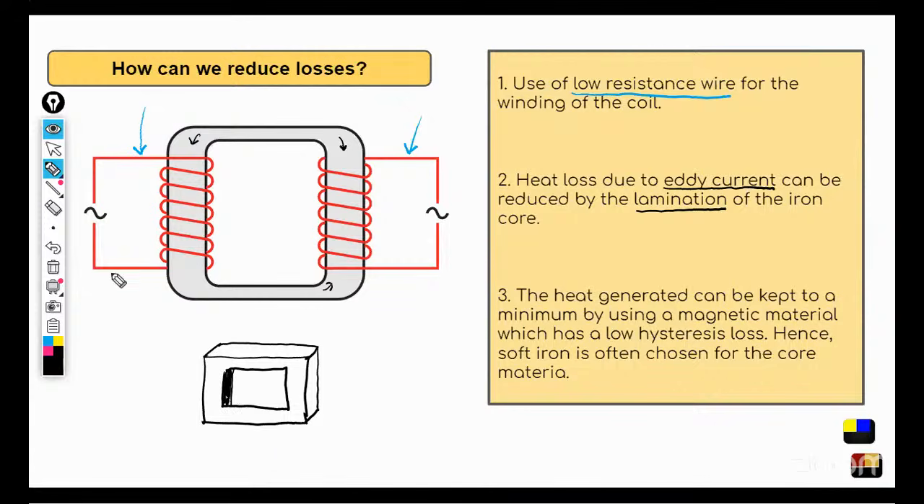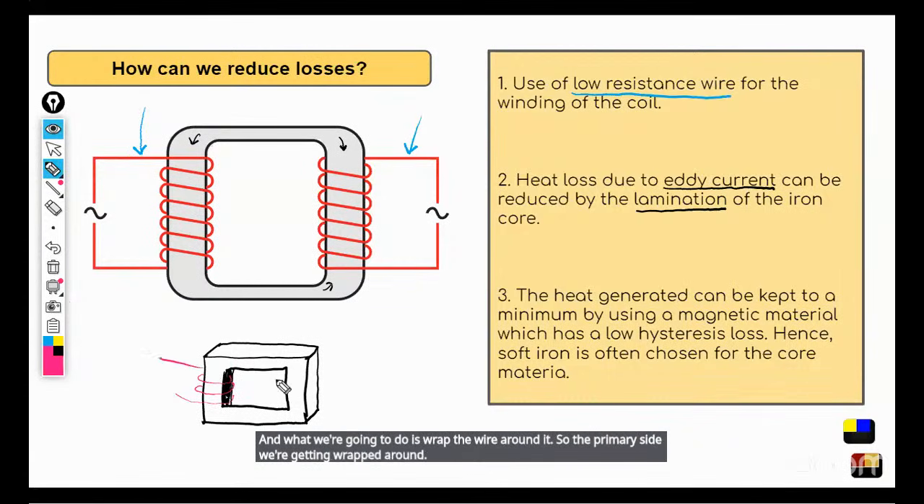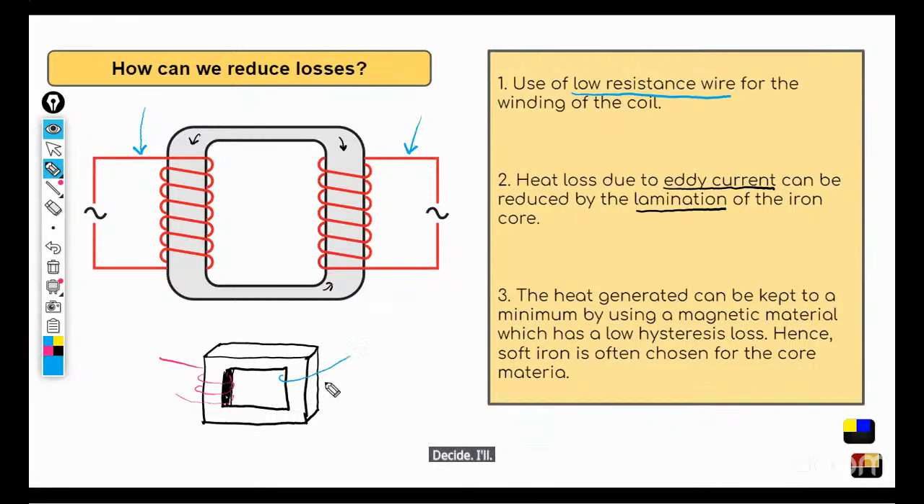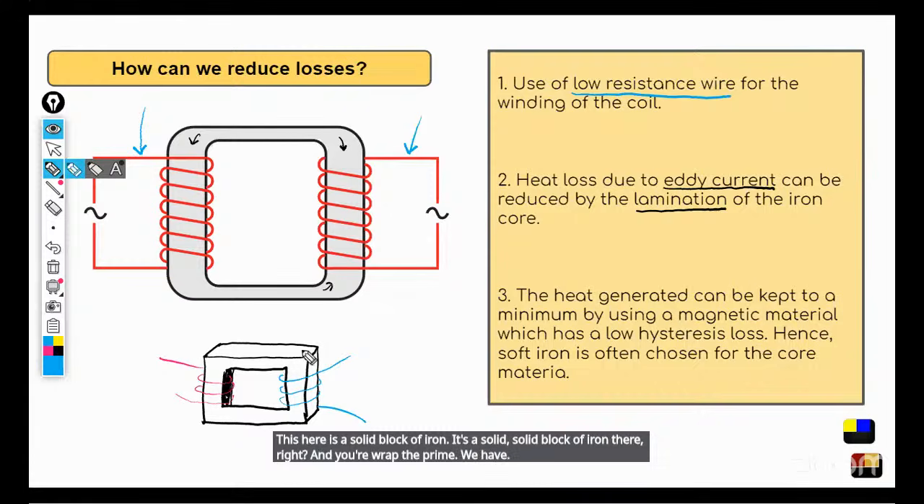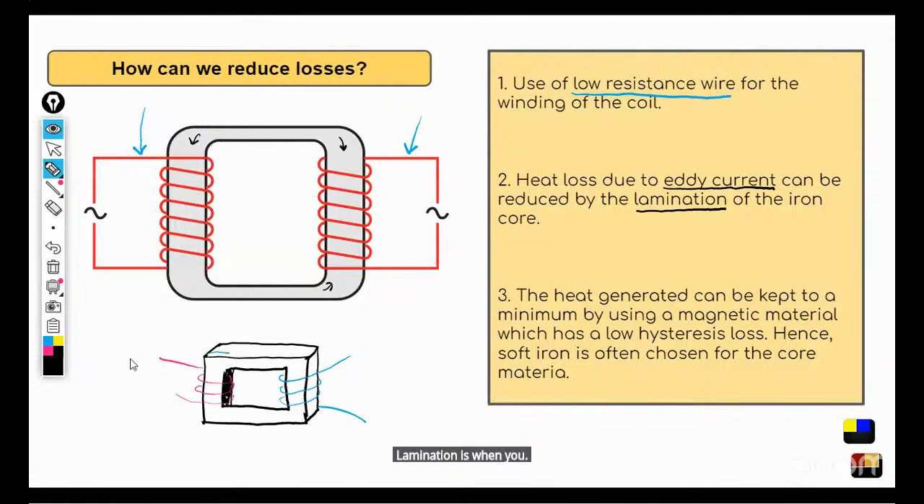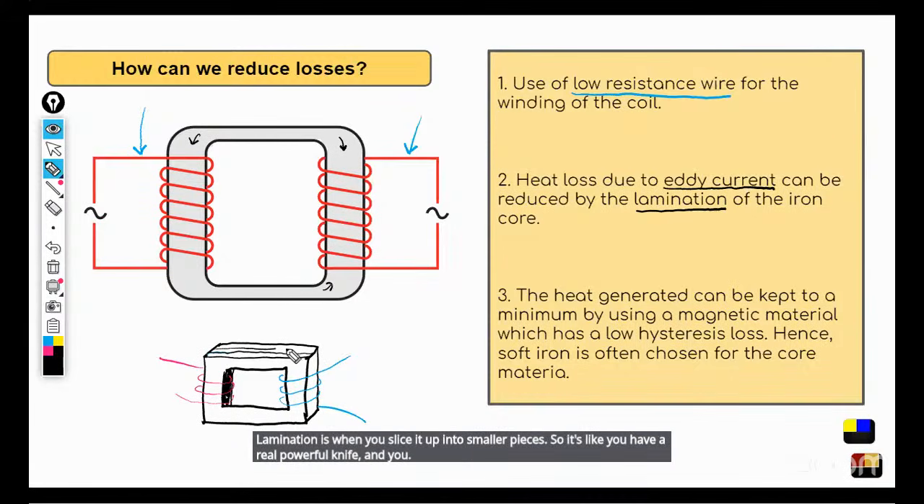And what we're going to do is wrap the wire around it. So the primary side will get wrapped around what? This side. I'll use blue for the secondary side, right? Lamination. First, sorry, I missed one thing. This here is a solid block of iron, right? And you wrap the primary and secondary sides around it. Lamination is when you slice it up into smaller pieces. So it's like you have a real powerful knife and you slice it here.